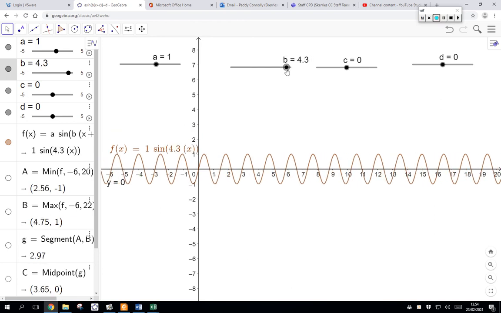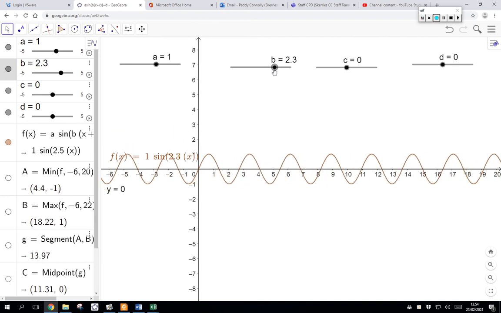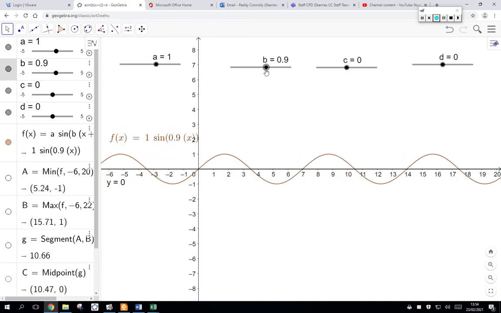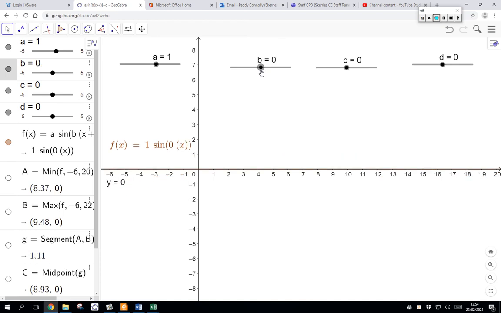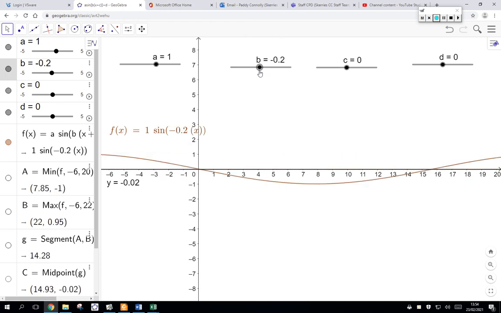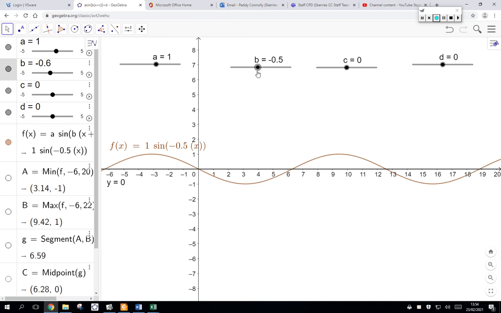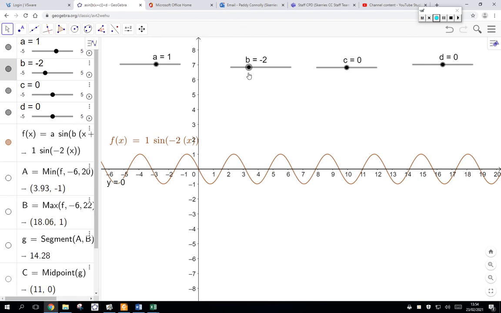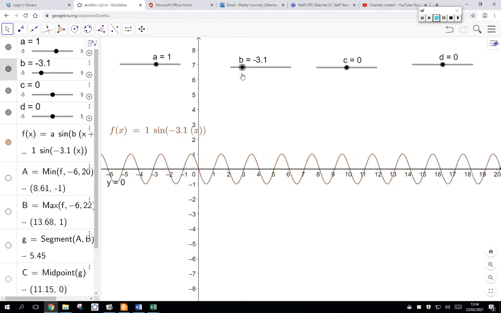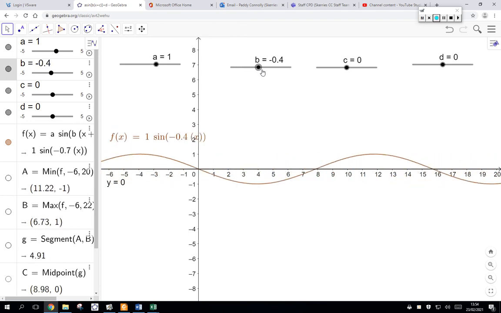As it gets closer to 0, it's getting more and more stretched out, until at some stage it flattens, and then it goes negative, and it's actually flipped across the y-axis there. And as we get further away from 0, it starts to squish in again. So how can we summarize that?